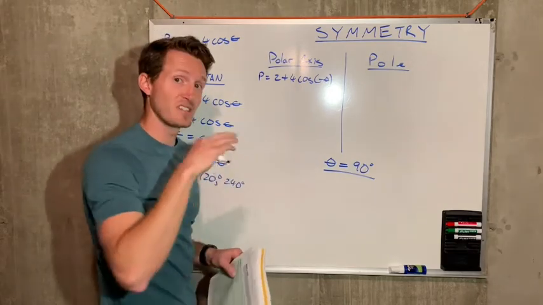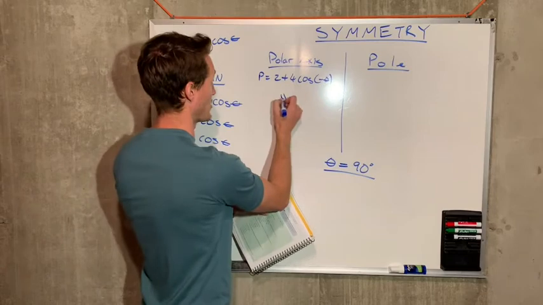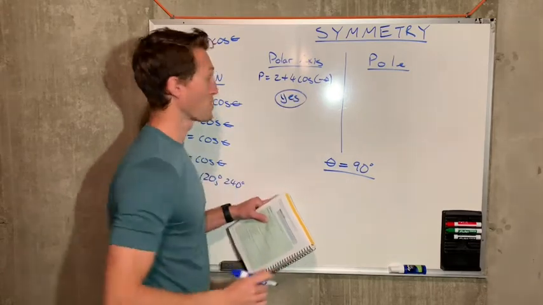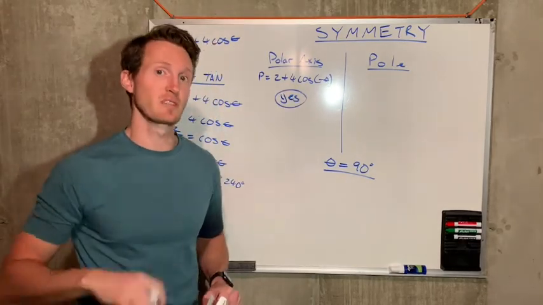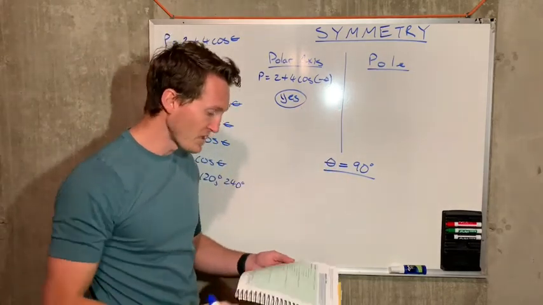I don't need to do a second test. One test is sufficient because it gives me the exact equation. So this is a yes for polar axis. It is symmetric. That's what I was expecting. I'm expecting no's over here. Let's go ahead and run to the pole and check that one.